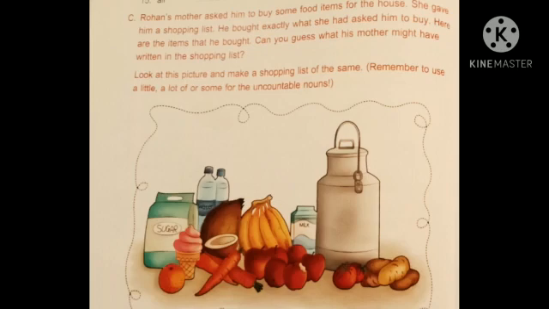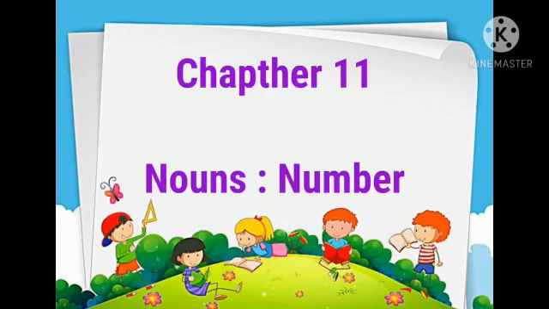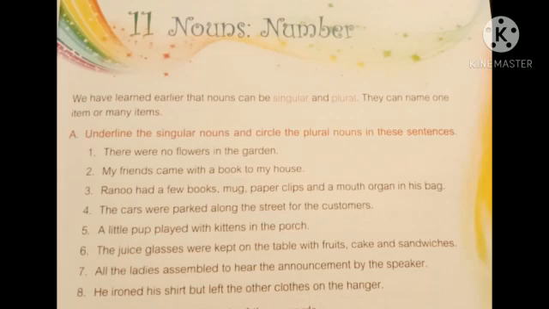Students, let us move on to 11th chapter, Nouns: Number. We have learned earlier that nouns can be singular and plural. They can name one item or many items. Students, as I have explained singular and plural in my previous chapter, The Magic Coins, English 2, let me explain in short.